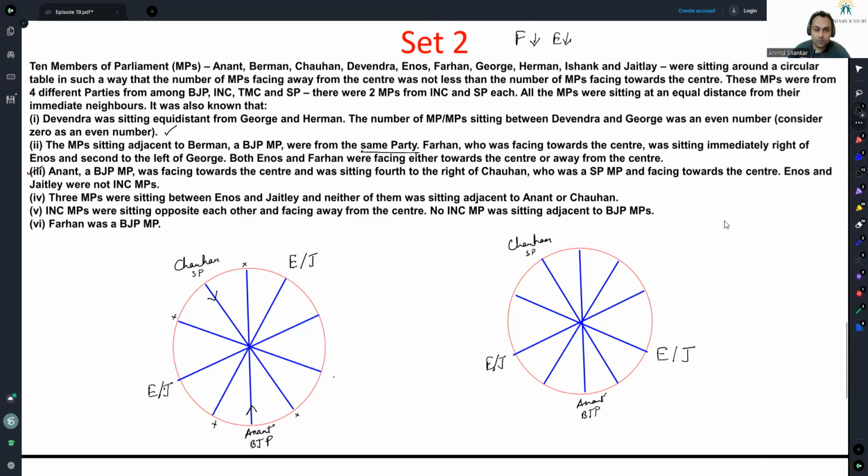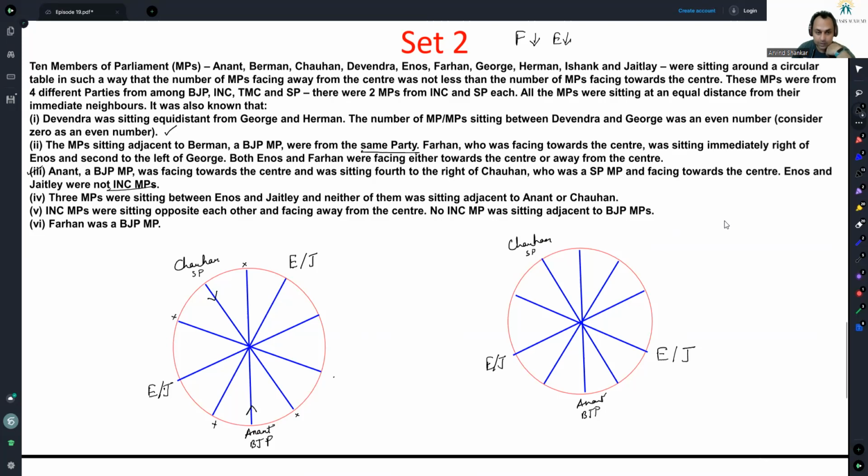INC MPs were sitting opposite each other and facing away from the center. No INC MP was sitting adjacent to BJP MPs. Okay. So I now need a diagonal. I need a diameter for INC MPs. Can this be the diagonal? Can this be the diagonal? No. Anant BJP is here. Can EJ be that diagonal for INC members? No. Because E and J were not from INC.